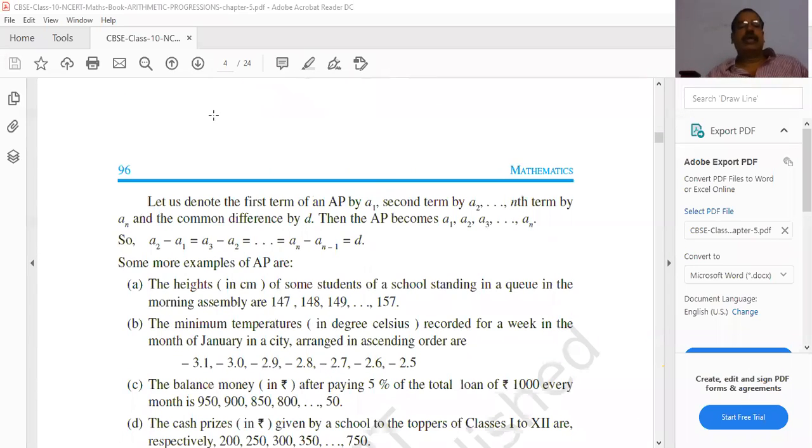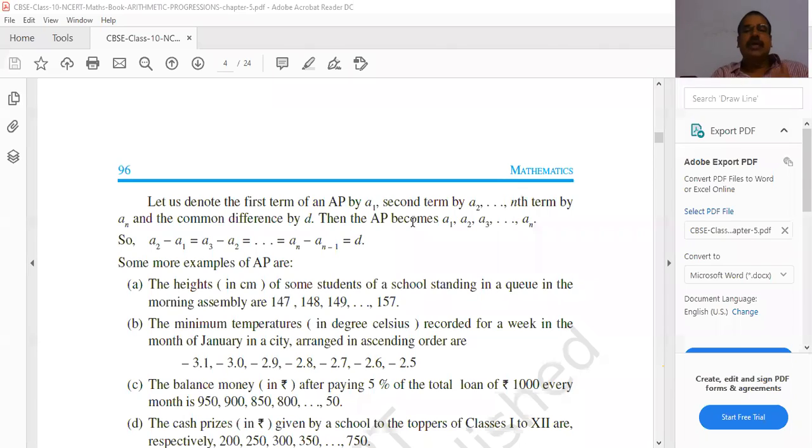Now let us denote the first term of an AP by a1, the second term by a2, and the nth term by an. The common difference is d. Then the AP becomes a1, a2, a3, and so on, up to an. That means in that series, n terms are there. And here, the series may be finite or infinite.